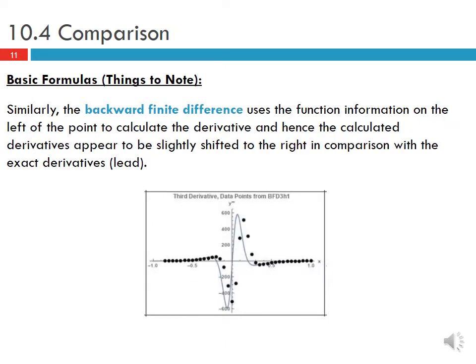Similarly, the backward finite differences scheme uses the function information on the left of the point to calculate the derivative, and so the calculated derivative appears to be slightly shifted to the right in comparison with the exact derivative. So it appears to lead the actual derivative, which you can see here.